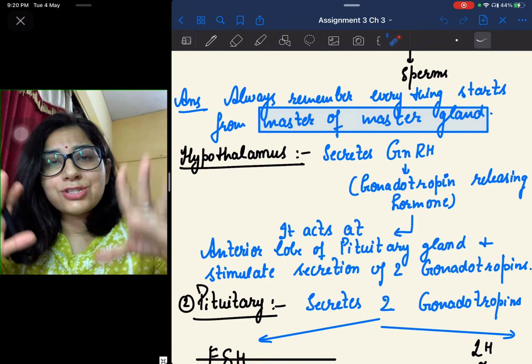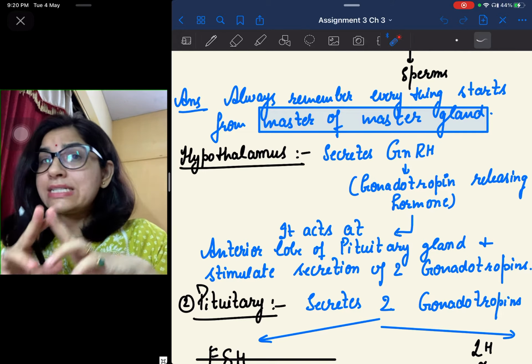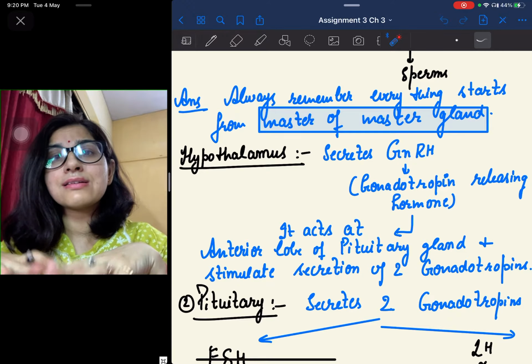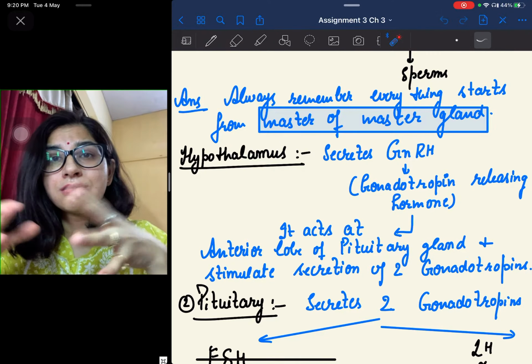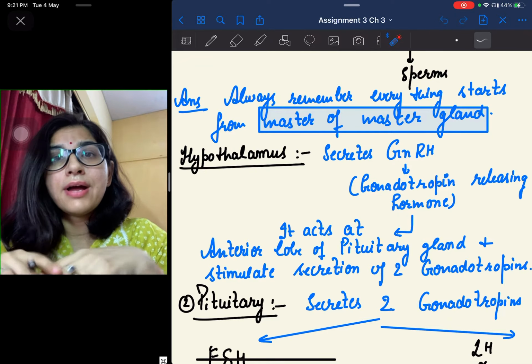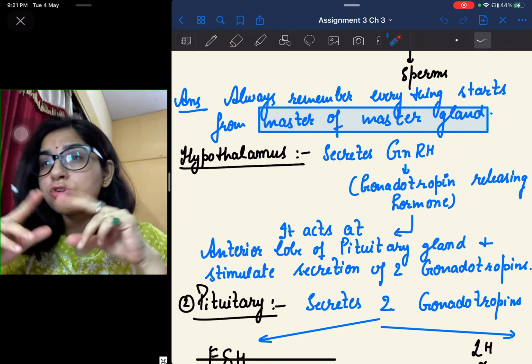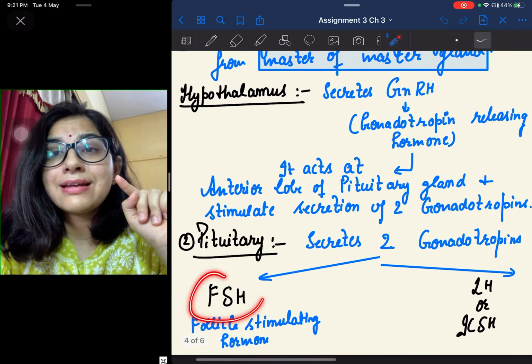Hypothalamus secretes GnRH. GnRH will act on your anterior lobe of pituitary, and as soon as the pituitary receives the signal, pituitary gets the signal through GnRH. Now it starts releasing two gonadotropic hormones, two gonadotropins, which are FSH and LH.